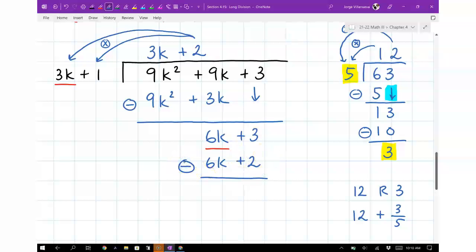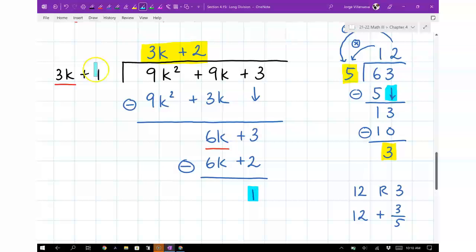So 6k minus 6k is 0. That's supposed to happen, by the way. Your first term should cancel. If they don't, something's wrong. Okay? And then 3 minus 2 is 1. Is there anything else for me to drop? No, right? I ran out of terms. So I'm done. So what's my answer? Well, here we go. This 3k plus 2 is my solution, but I have a remainder. Okay, I have a remainder of 1.